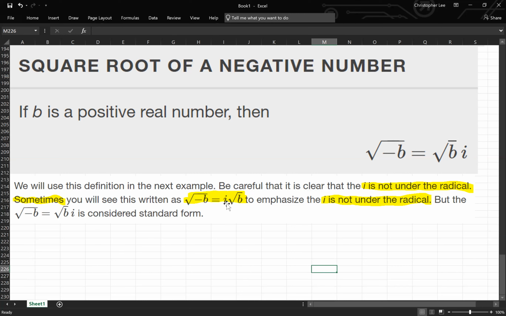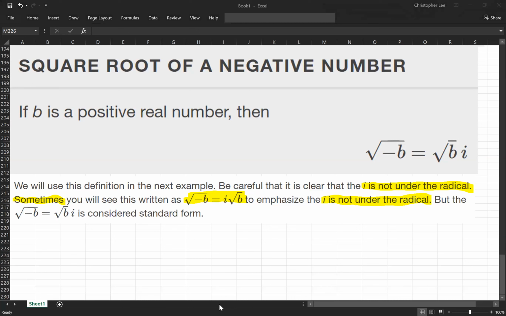It's not supposed to be under the square root, but outside. So I'm pulling the I out, basically. So the I is the square root of -1. I'm taking that out of the whole problem. And that's what we call our imaginary unit. I, yes. I for imaginary.